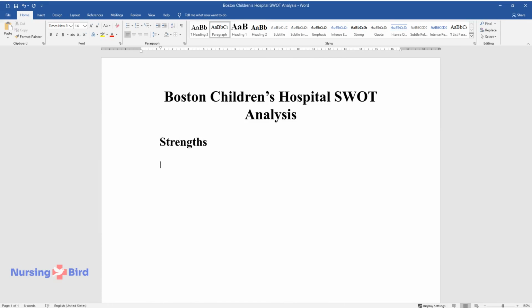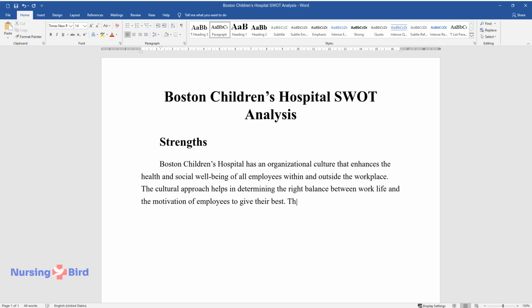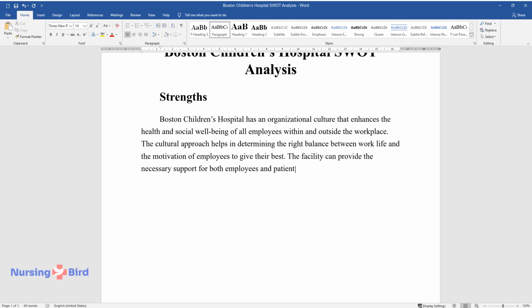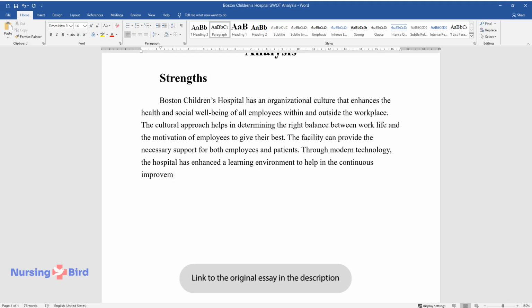Strengths. Boston Children's Hospital has an organizational culture that enhances the health and social well-being of all employees within and outside the workplace. The cultural approach helps in determining the right balance between work life and the motivation of employees to give their best. The facility can provide the necessary support for both employees and patients. Through modern technology, the hospital has enhanced a learning environment to help in the continuous improvement of its services.